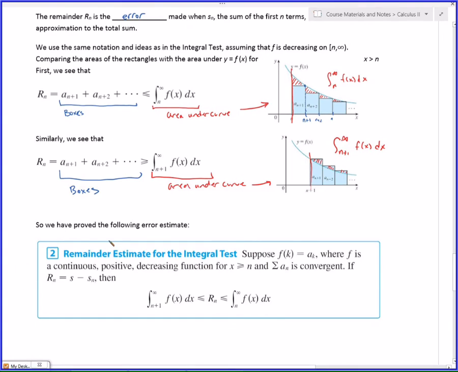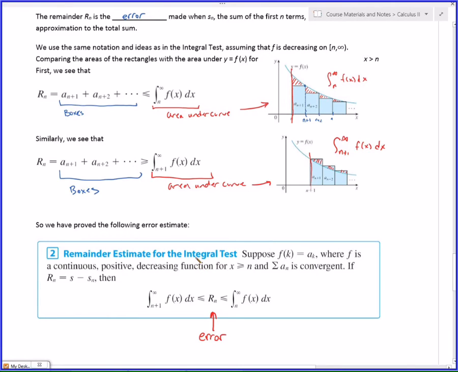Which is where you get this theorem right here that says that the remainder, that is how far away you are, your actual error, is somewhere between the integral from n to infinity of f of x and the integral from n plus 1 to infinity of f of x. So this will give you a way to bound the error. You can find out just how far away you are from the actual solution, the actual series.